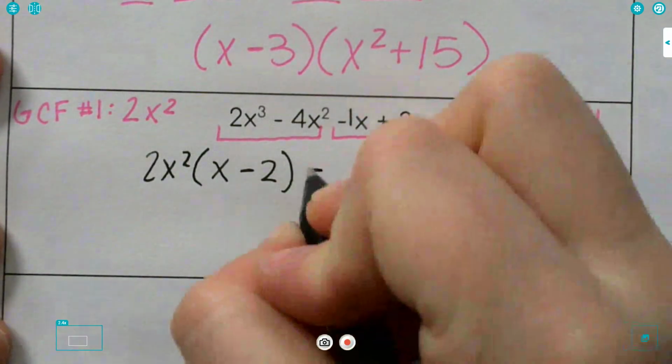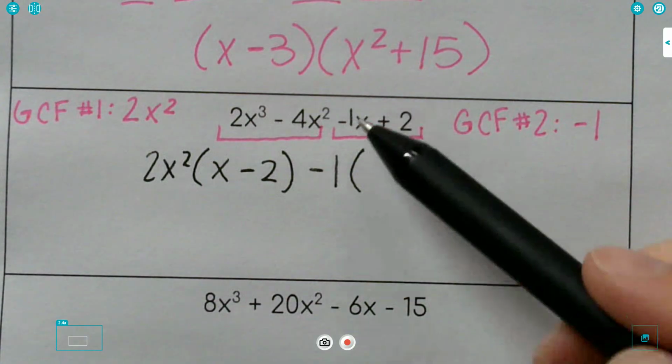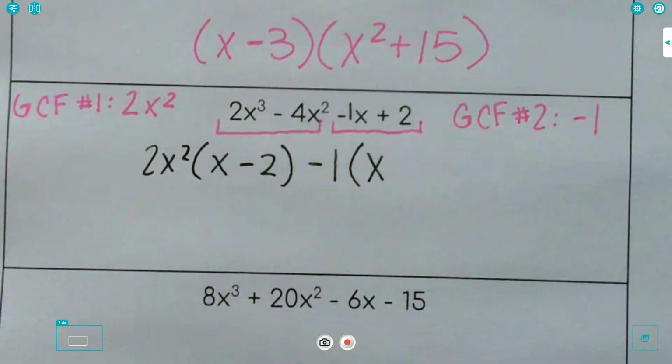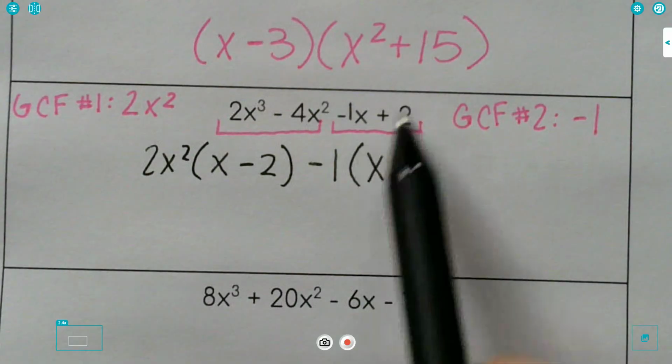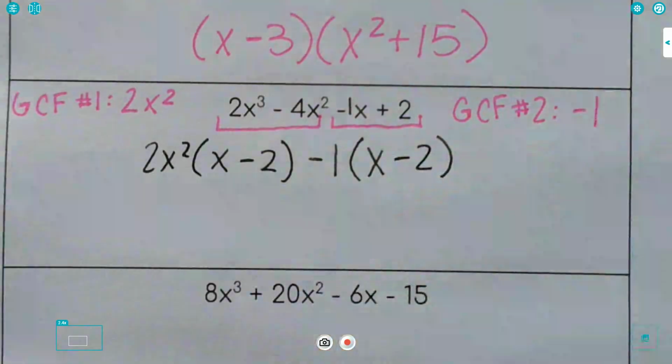So I'm going to put a minus 1 here. Negative 1x divided by negative 1 is positive 1x, or just positive x. And then 2 divided by negative 1 is negative 2. So we have to pull out that negative 1 so that what we leave behind now matches.